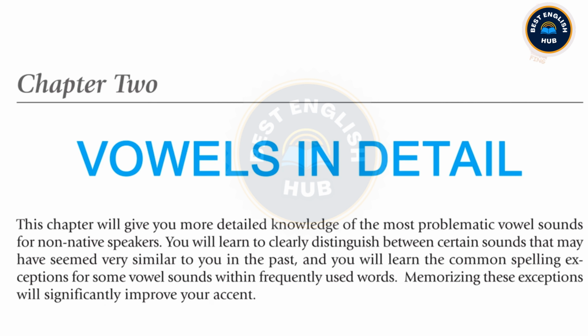Chapter 2, Vowels in Detail. This chapter will give you a more detailed knowledge of the most problematic vowel sounds for non-native speakers. You will learn to clearly distinguish between certain sounds that may have seemed very similar to you in the past, and you will learn the common spelling exceptions for some vowel sounds within frequently used words. Memorizing these exceptions will significantly improve your accent.